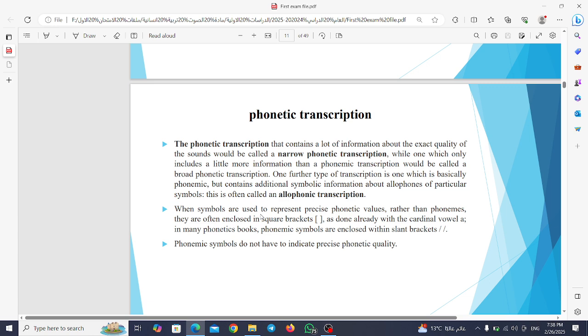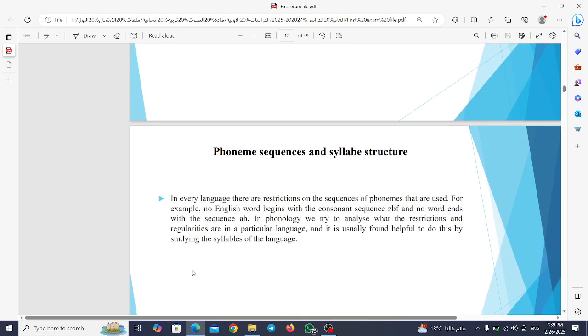When symbols are used to represent precise phonetic value rather than phonemes, they are often enclosed in square brackets. If you see square brackets, it means this is a phonetic transcription or a narrow transcription, as with the vowel A with the dots. In many phonetics books, phonemic symbols are enclosed within slant brackets. Phonemic symbols do not have to indicate precise phonetic quality, but phonetic symbols include much information about the sounds.